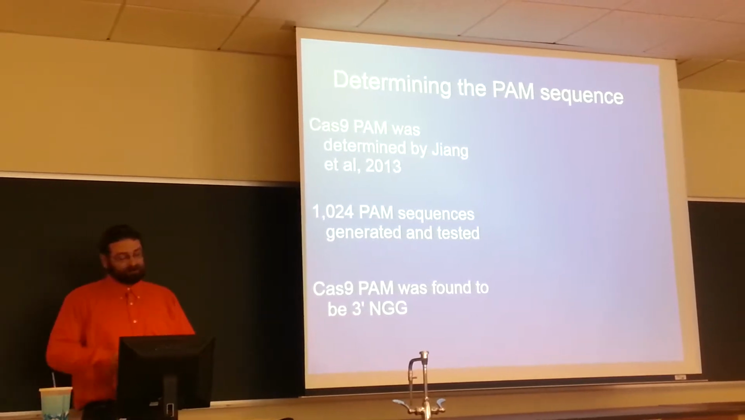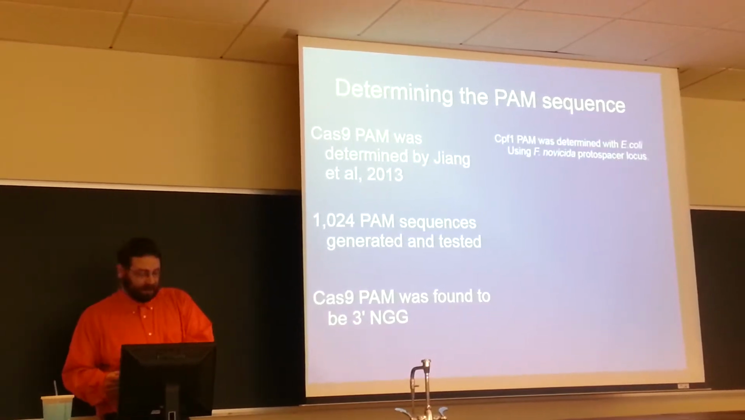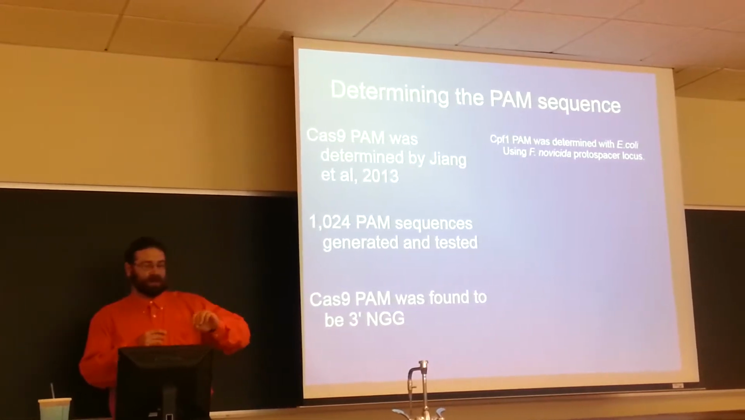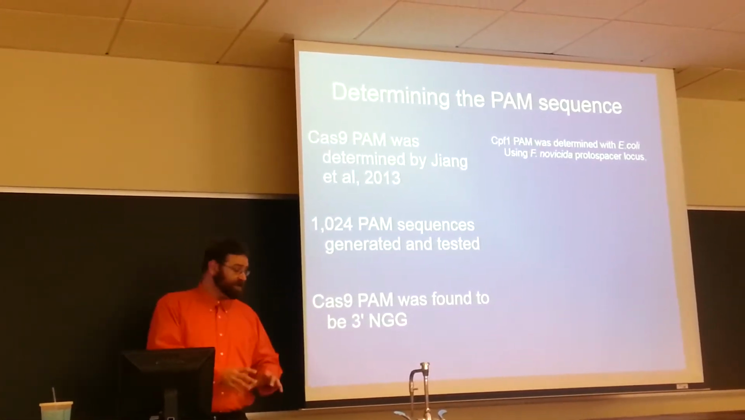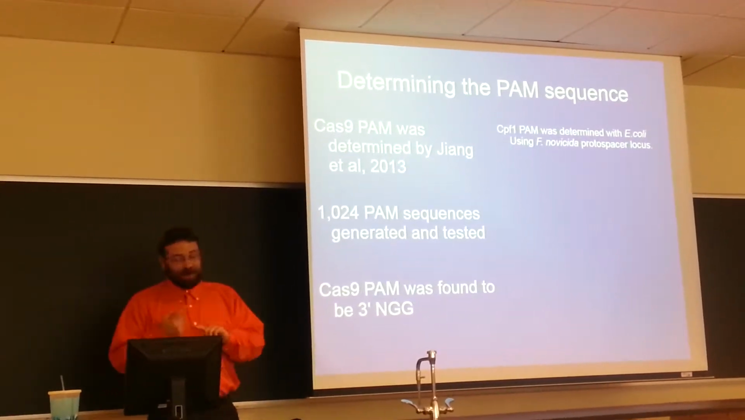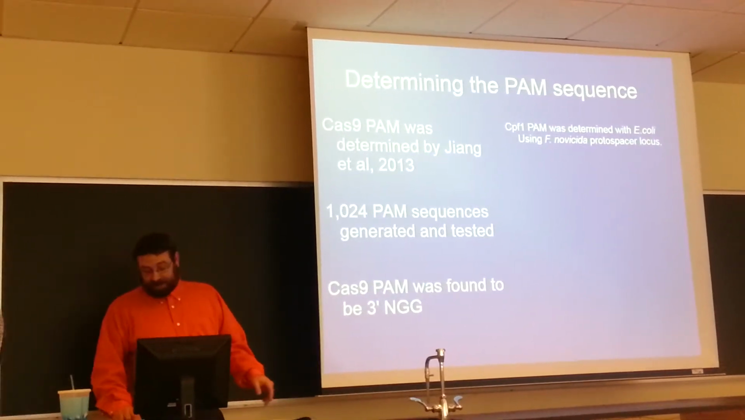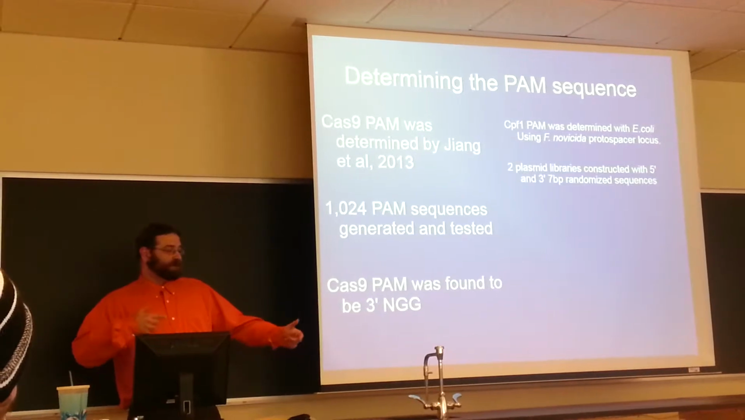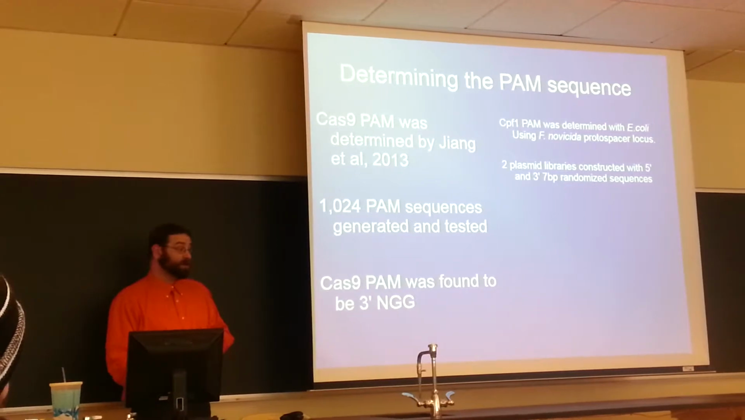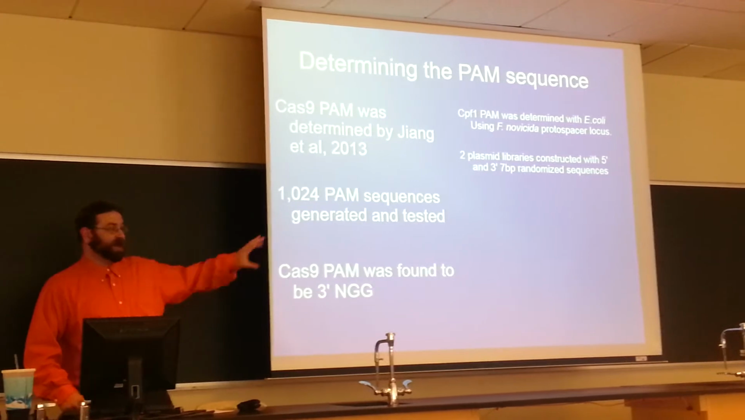Basically for this test what they did was they inserted the F. novicida protospacer locus into thousands of E. coli plasmids. And they used every single random combination that they possibly could on the 3' and the 5' end. And basically what happened was, if the CPF-1 system is going to work, it's not going to be able to uptake these plasmids, because these plasmids are going to have the correct PAM.